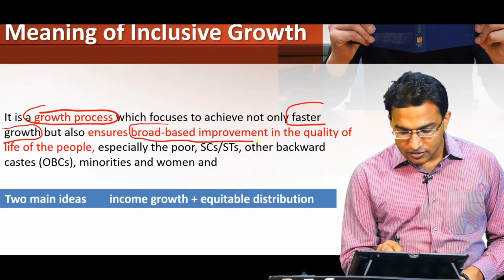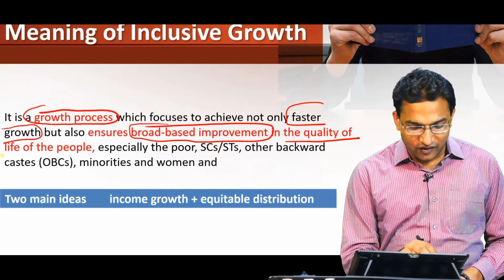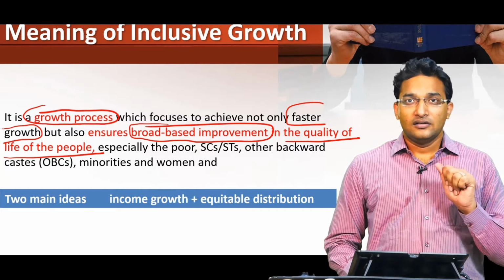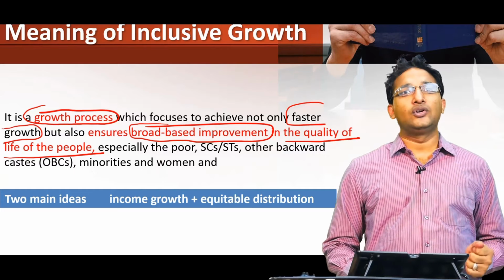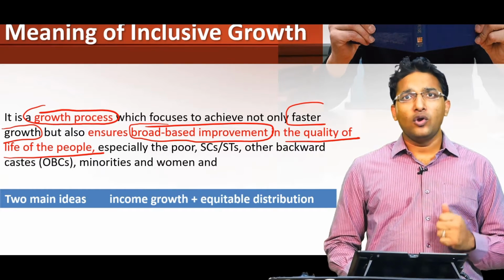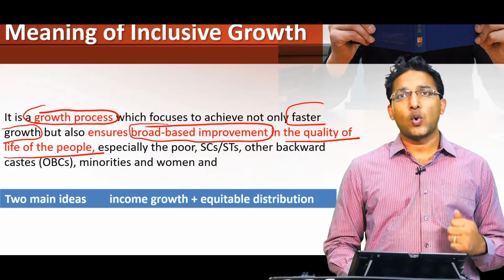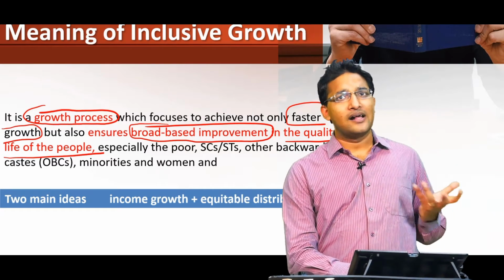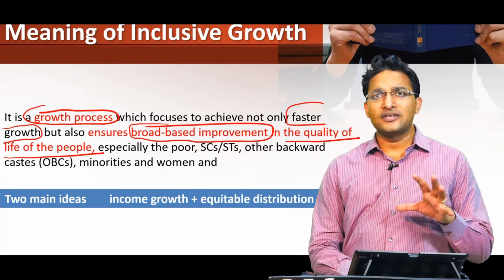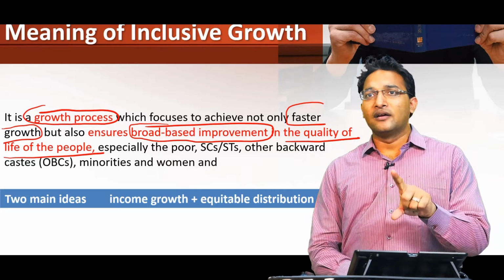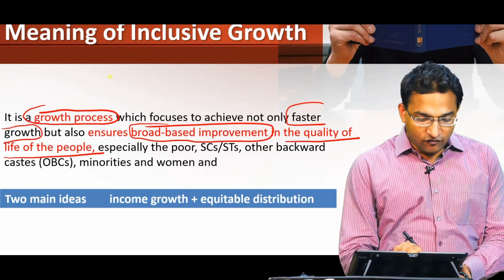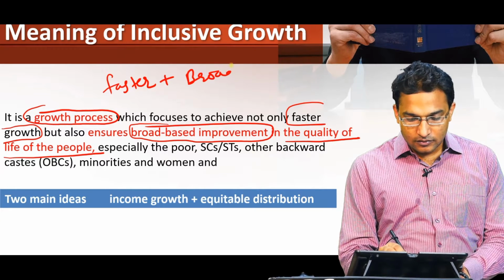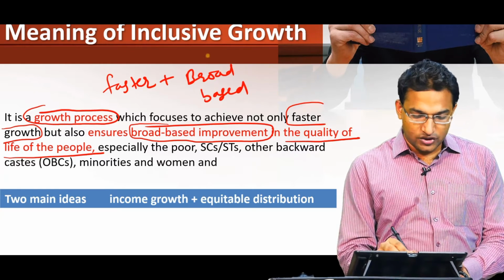broad-based improvement in the quality of life of the people. This is the second aspect: the growth process should result in an overall improvement in the quality of life of the people. Unless and until the quality of life of the people is enhanced, we can't say that the growth process is inclusive. So faster growth plus broad-based growth, right?